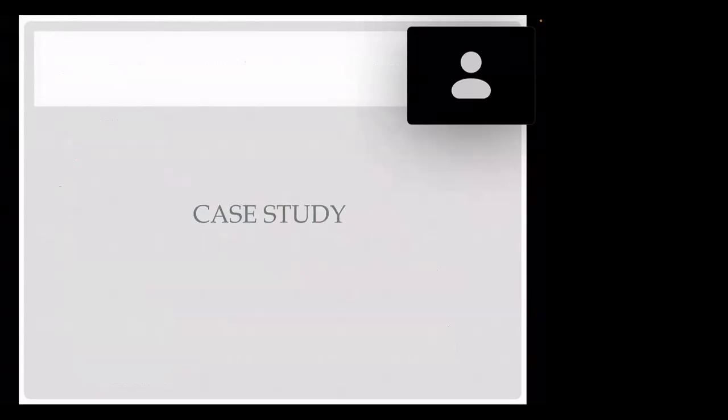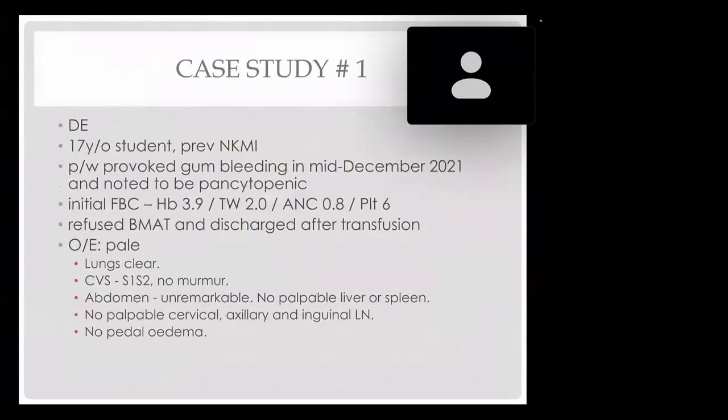So next we'll move on to 3 case studies that we compiled to illustrate to you all about pancytopenia and our approach to it. So the first patient is a very interesting patient also. He's DE, a 17-year-old student. He was very active previously, no medical illness.